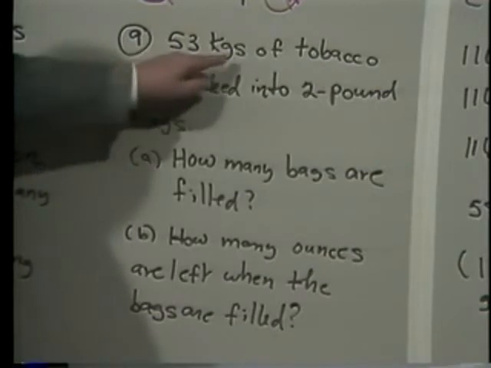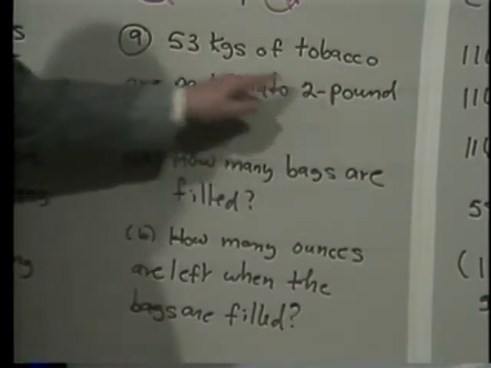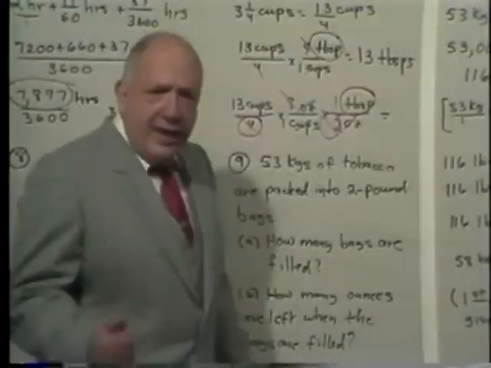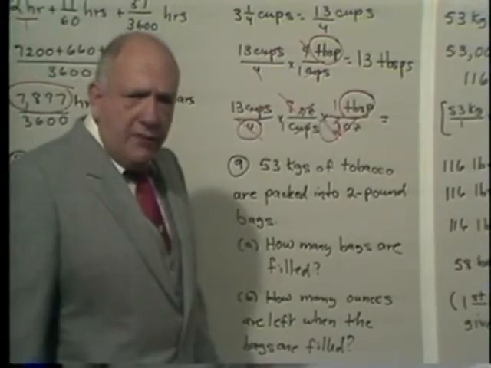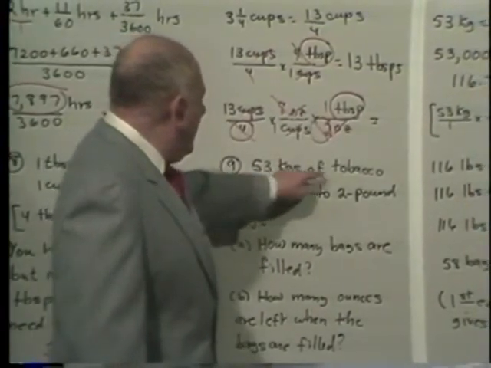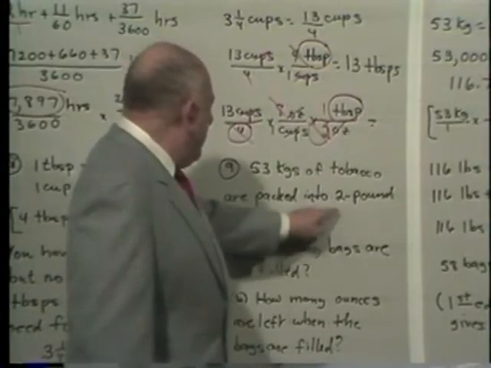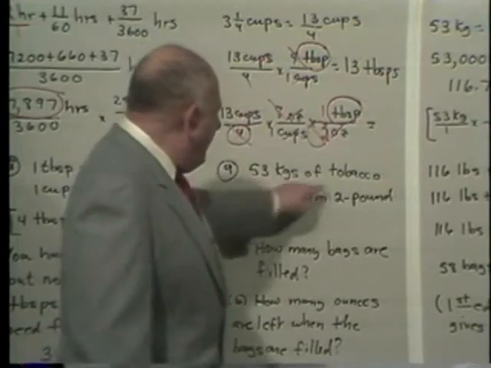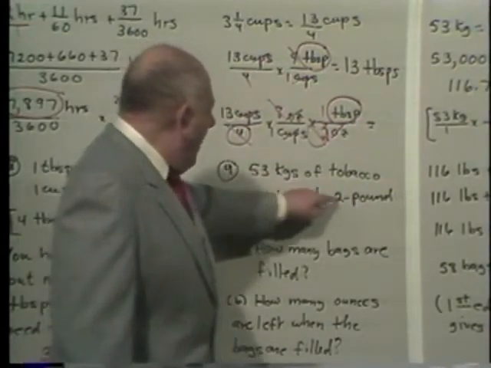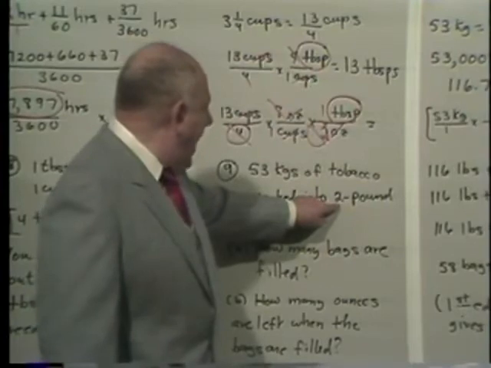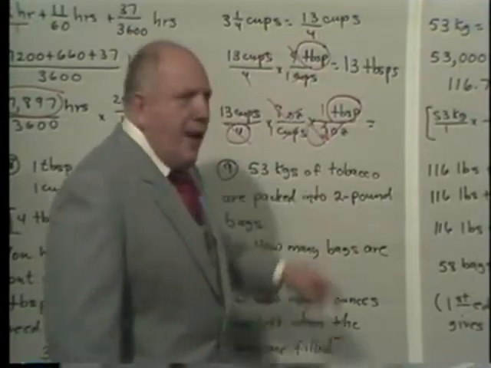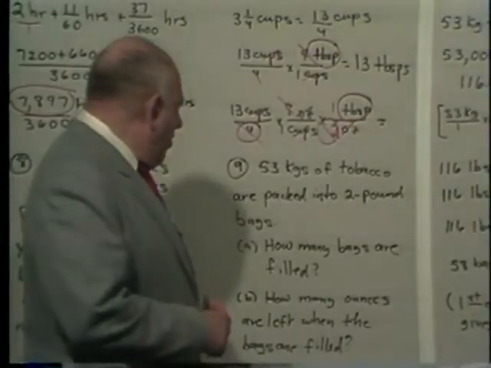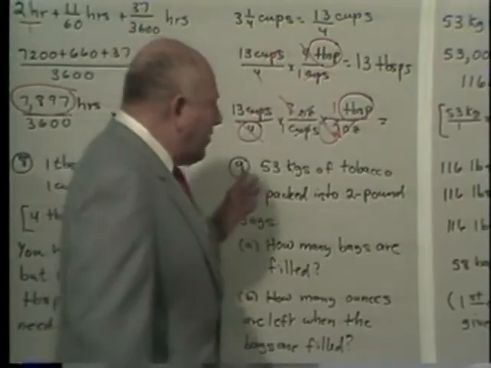You see, if this had been 53 pounds, all you'd have to do is what? Divide the 53 pounds by the 2 pounds. You see, when the labels are the same, they cancel when you do division. You follow the argument here? If this had said 53 kilos of tobacco are packed into 2-kilo bags, then you would still divide what? The 53 by the 2. But since you have different labels here, see, 53 divided by 2 would be 26.5. But kilograms divided by pounds would still leave you with a label of kilograms per pound. It wouldn't cancel.